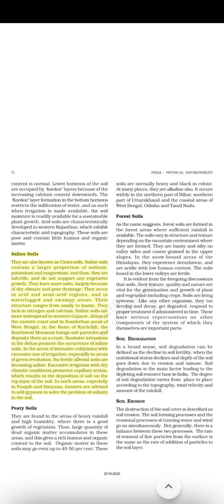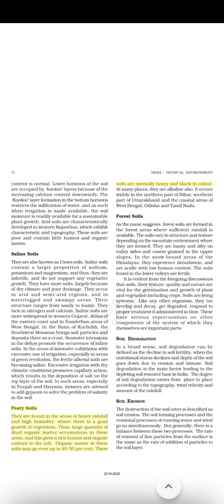In the areas of intensive cultivation with excessive use of irrigation, especially in areas of the green revolution, the fertile alluvial soils are becoming saline. Excessive irrigation with dry climatic conditions promotes capillary action, which results in the deposition of salt on the top layer of the soil. In such areas, especially in Punjab and Haryana, farmers are advised to add gypsum to solve the problem of salinity in the soil. Peaty soils.